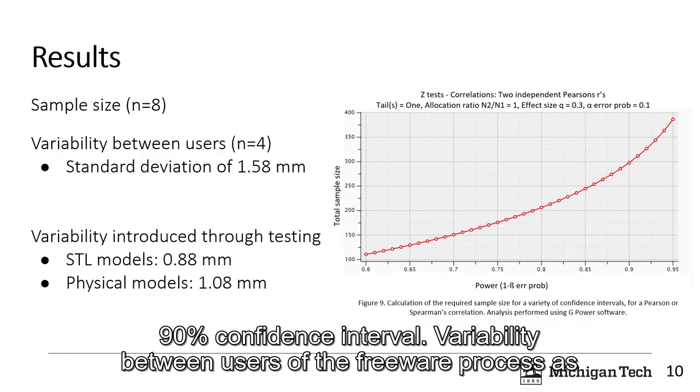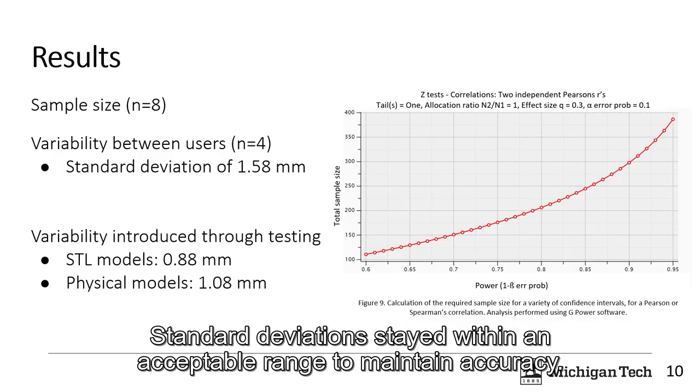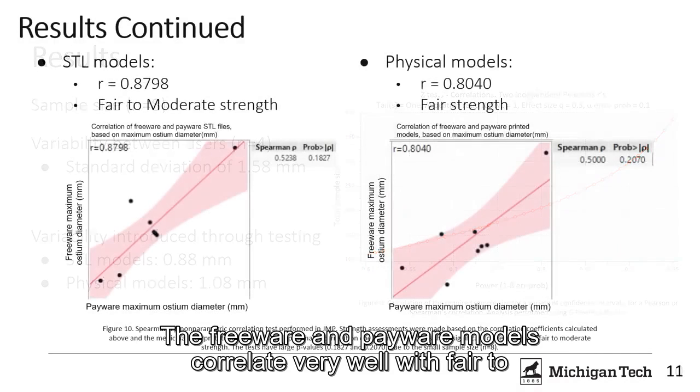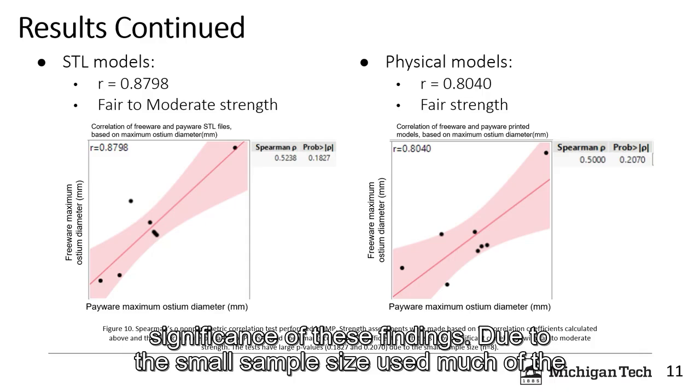Variability between users of the freeware process, as well as variability introduced through our testing procedure, were investigated. Standard deviations stayed within an acceptable range to maintain accuracy. The freeware and payware models correlate very well, with fair to moderate correlation strength. P-values were larger than ideal, indicating low significance of these findings due to the small sample size used.